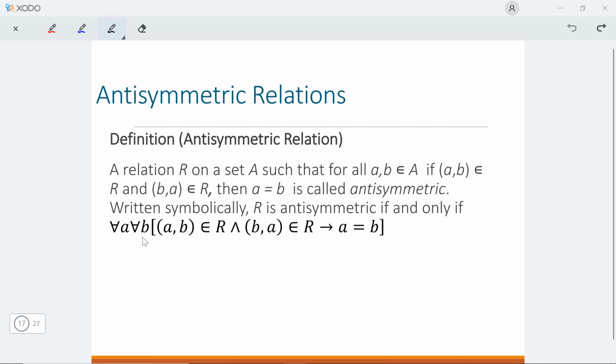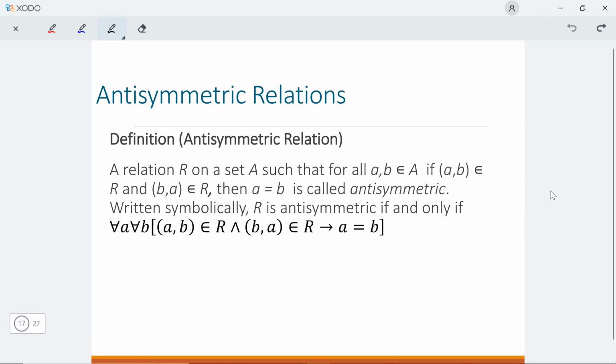Of course, we can also write it using what we learned about the universal quantifier and the symbols of logic operators. We can write it as: for every A, B, if we have this condition, which is our hypothesis, that (A, B) is in R and (B, A) is in R, meaning (A, B) is an element of the relation and (B, A) is also an element of the relation, then we can conclude that A and B are equal to each other. I understand this is kind of abstract, so let's look at some examples to explain it.